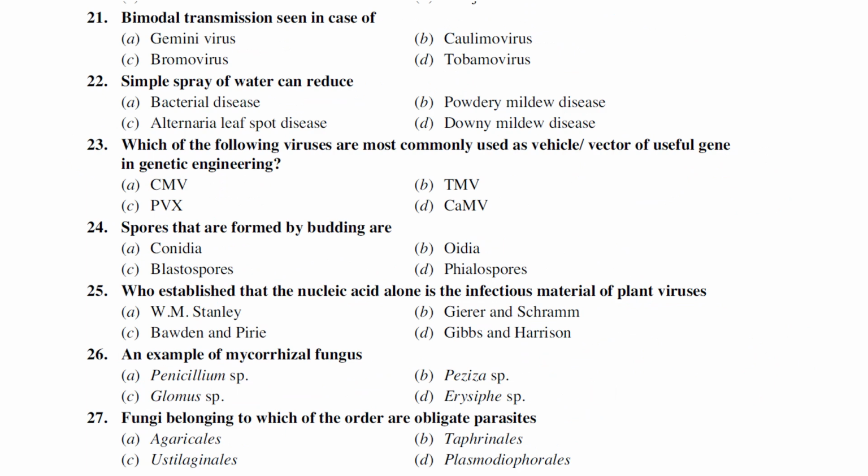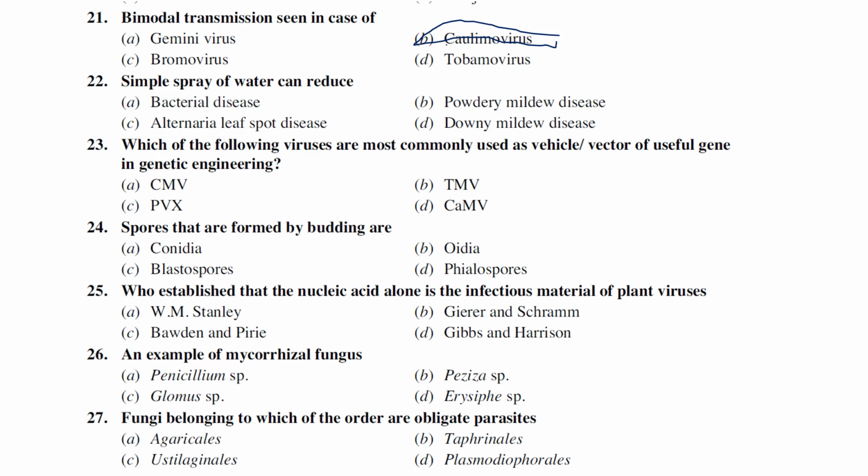Bimodal transmission is seen in the case of which of the following viral diseases? Bimodal transmission, to put it simply, means transmission by two means: one is insect vectors, and the second is by some other means. If it is transmitted by two different modes, it is known as bimodal transmission. Among Geminivirus, Caulimovirus, Bromovirus, Tobamovirus, as far as my knowledge goes, it is best known for Caulimovirus, like cauliflower mosaic virus. Cauliflower mosaic virus is known to be transmitted by two means. The first is aphids, the second is mechanical or sap transmission. So bimodal transmission means two means of transmission.